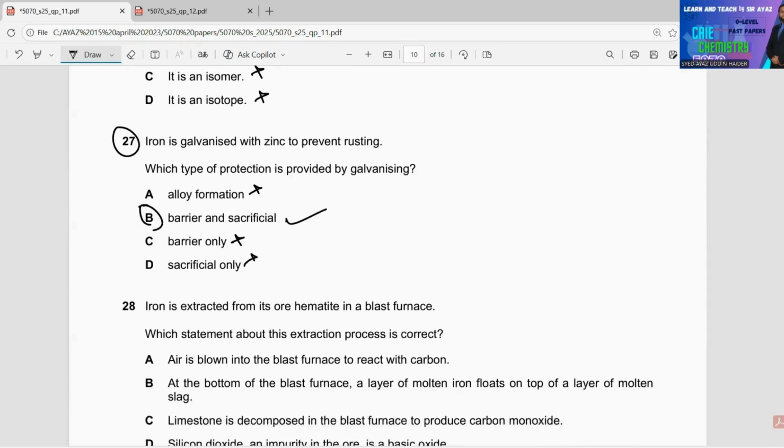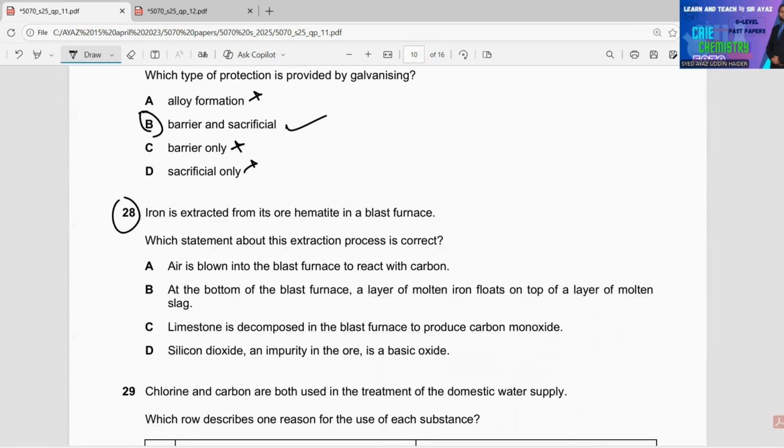Moving to next MCQ. Iron is extracted from its ore hematite in a blast furnace. Which statement about this extraction process is correct? A, air is blown into the blast furnace to react with carbon. This looks correct to me. For your convenience, I am checking the other statements.